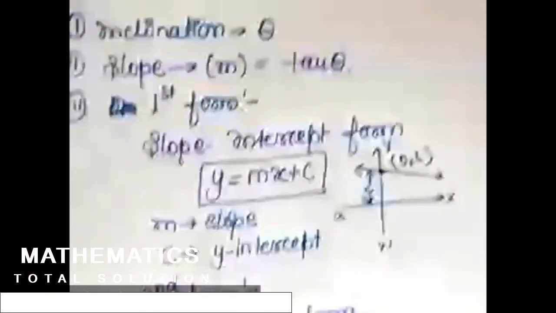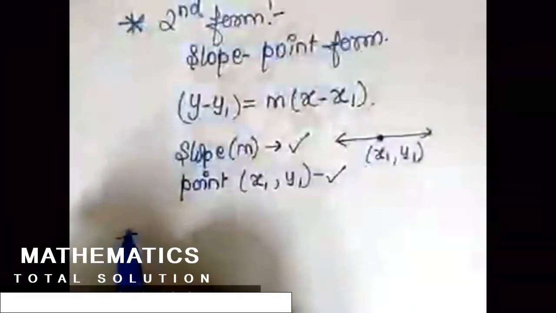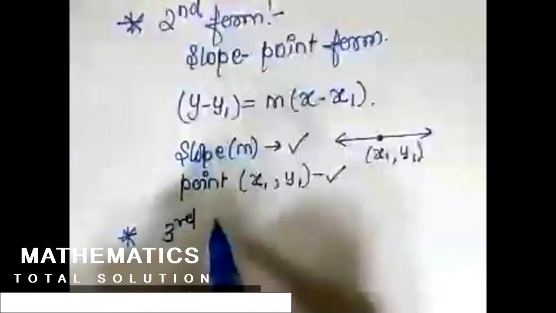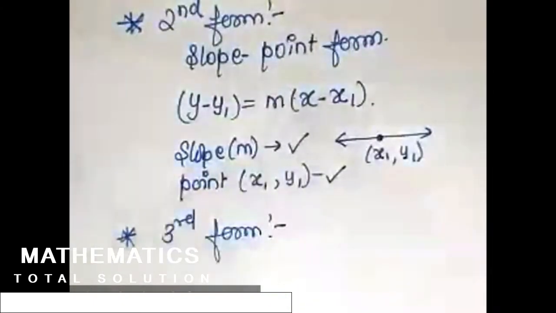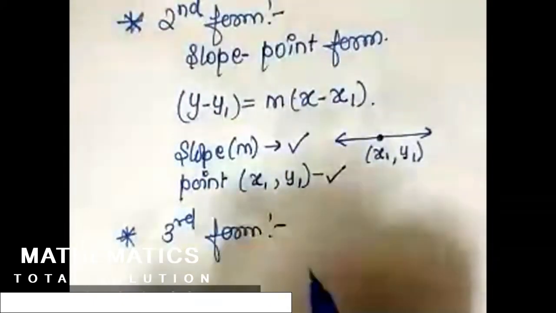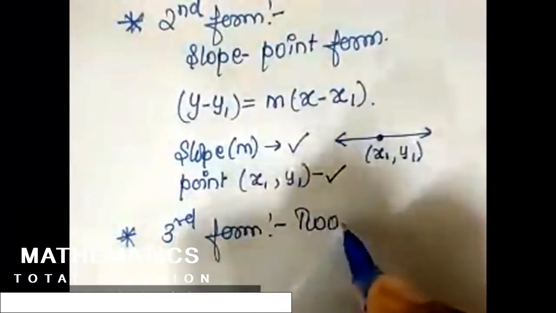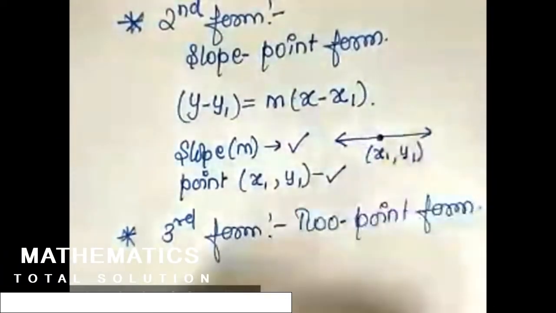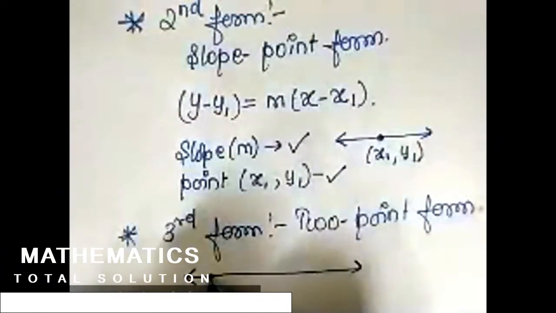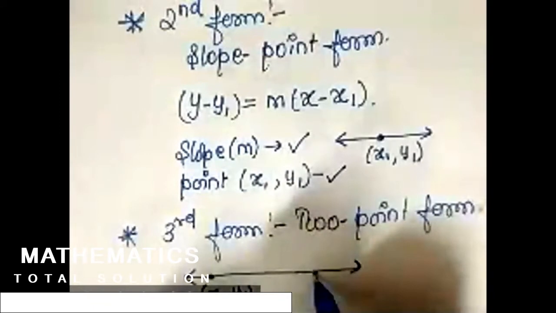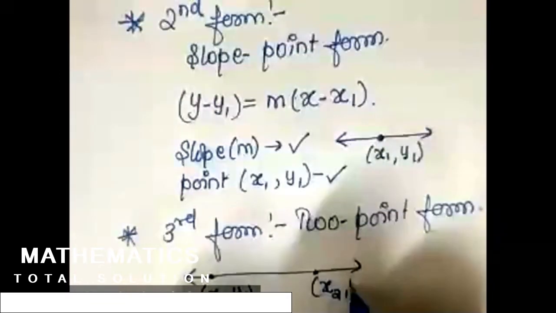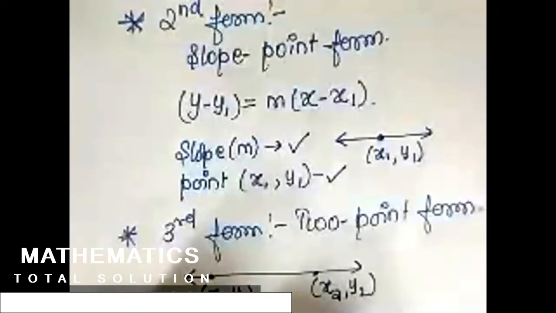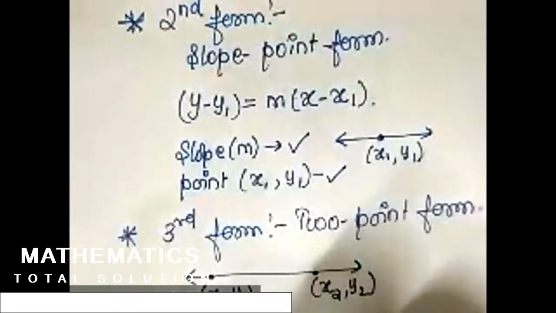Now the last form, copy quickly, the third form, or the third formula for finding the equation of a straight line, is two-point form. Now as the name says, what will be given in this? Two points on the line would be given. First point would be (x1, y1), and we will take the second point as (x2, y2). So what will be the equation of the line? Y minus y1 is equals to m(x minus x1).